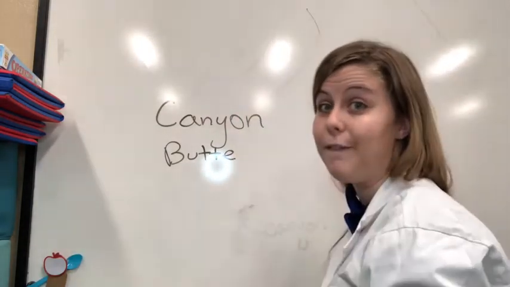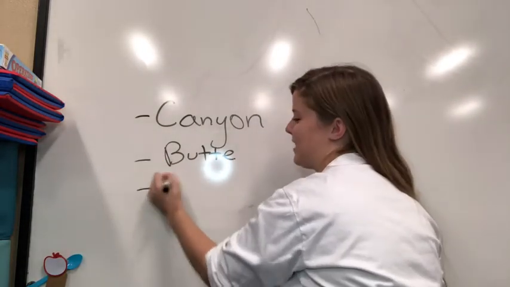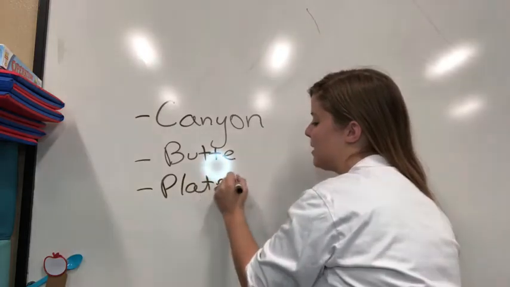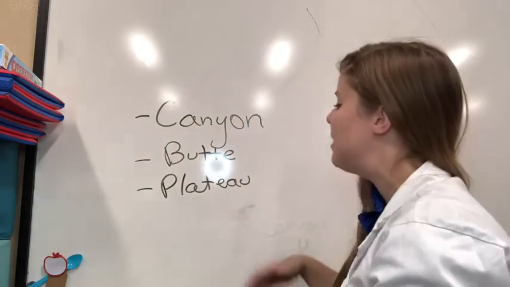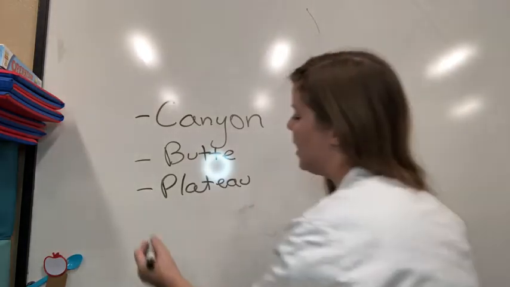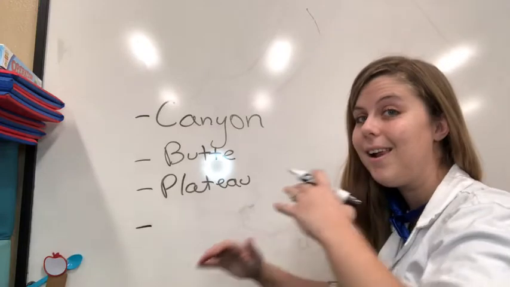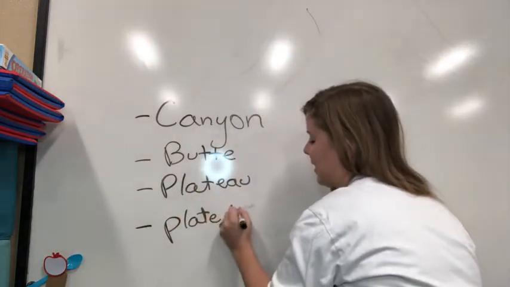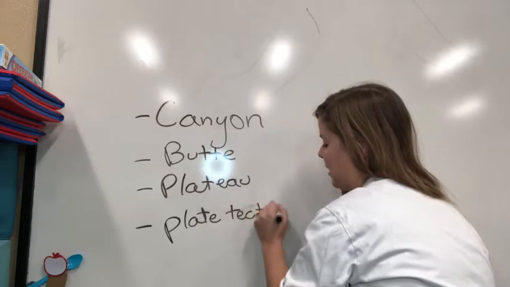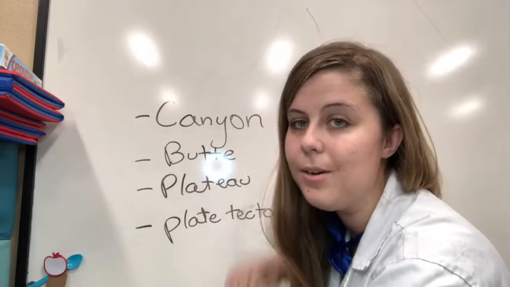Does anybody remember what the flat top is called? Good, plateau. Plateau is the top of a butte that is flat and is vast. Animals tend to live on them. So we have canyon, butte, plateau. And what was that last one? It's the movement of something on the Earth? Good, plate tectonics. All right, so canyons, buttes, plateaus, and plate tectonics.